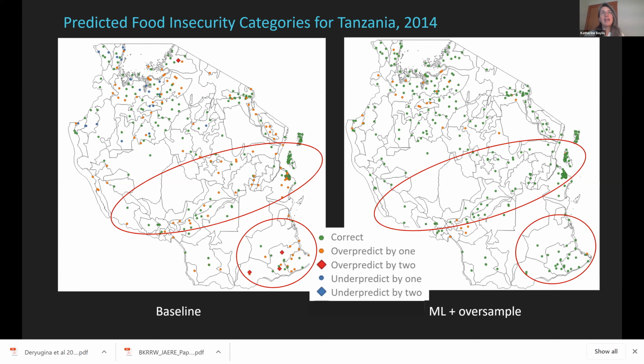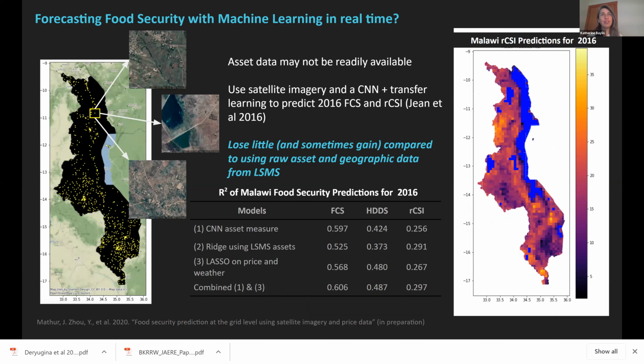Okay. Well, that's predicting food insecurity, but we're kind of cheating because we're using existing survey data on a whole bunch of information, including people's assets and all sorts of stuff. Well, normally we don't have that, right? Not on a day-to-day basis.